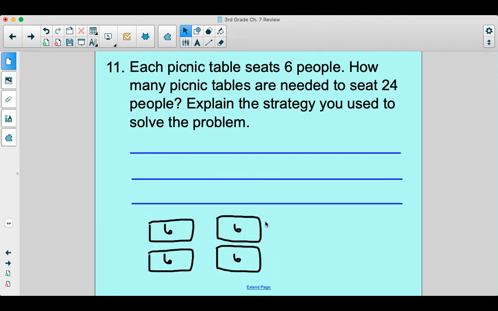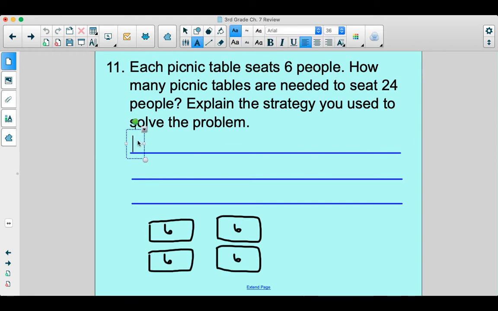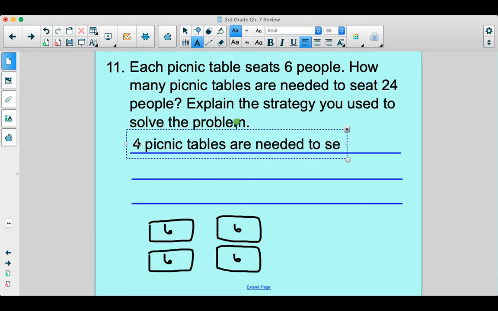Because if this makes 12 here, and 12 plus 12 makes 24, then you know you're going to end up with 4 groups. All right, so let's see. The question's asking me how many picnic tables are needed to seat 24 people. So 4 picnic tables are needed to seat 24 people.